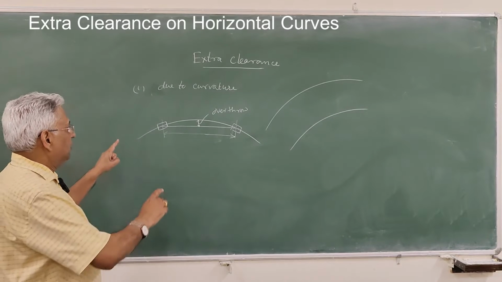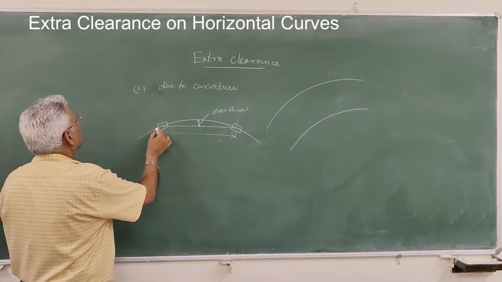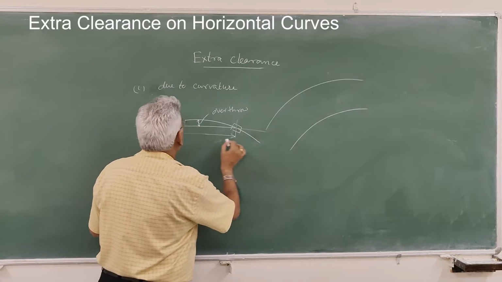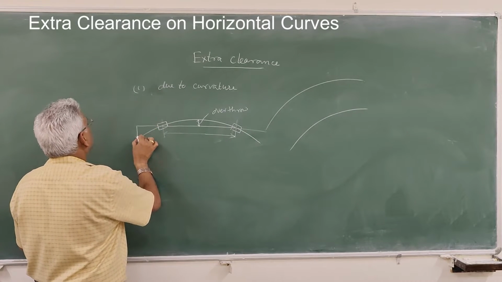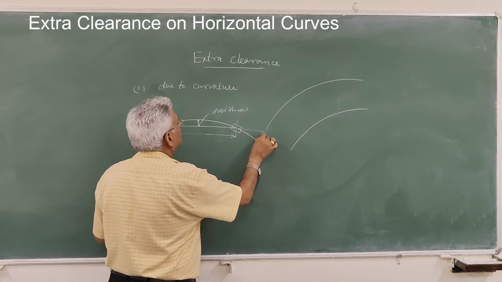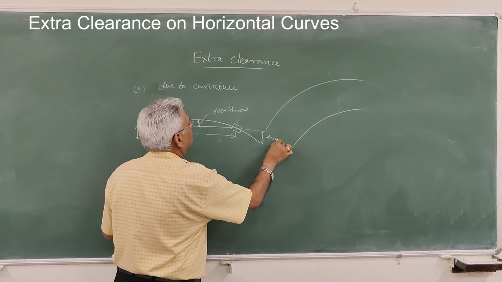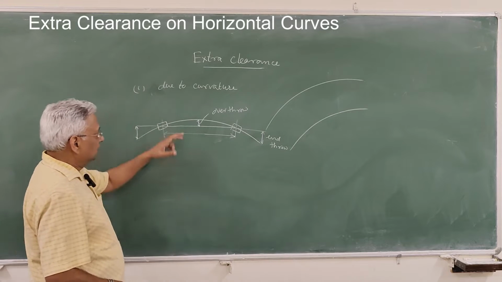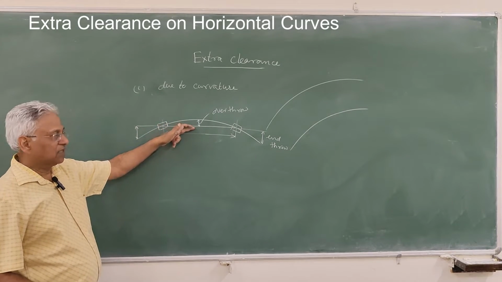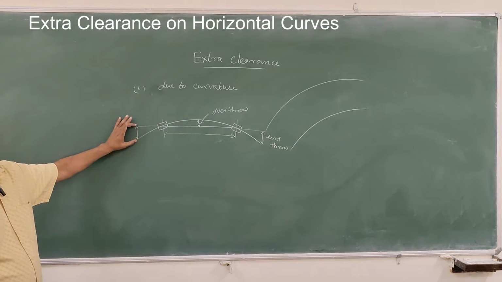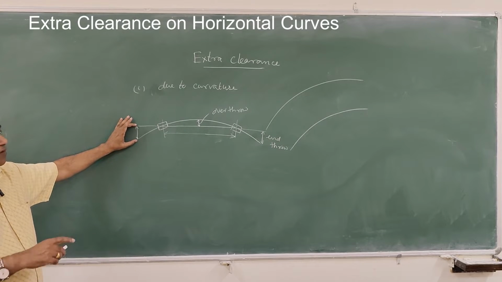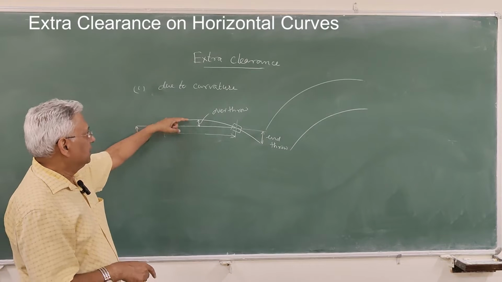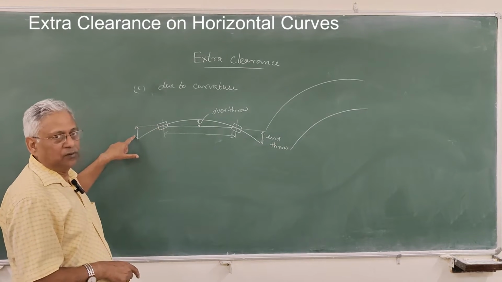And at the end of the curve, this is the end throw. Now this is inside the curve, and at the ends it is outside the curve. And therefore extra clearance is required in case of a horizontal curve, inside also and outside also.